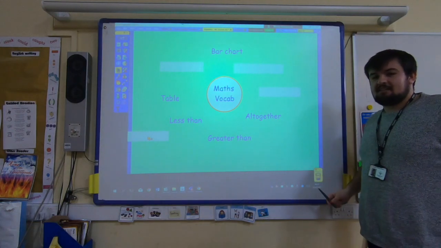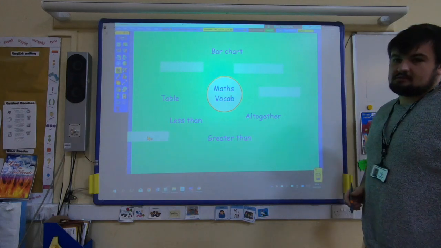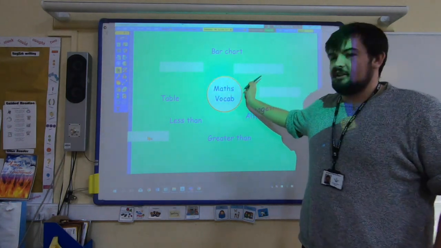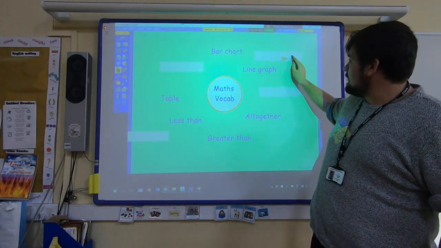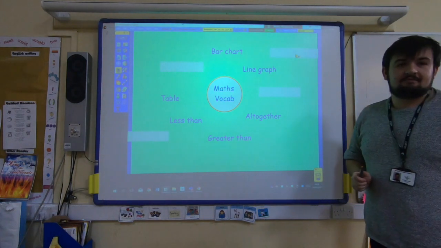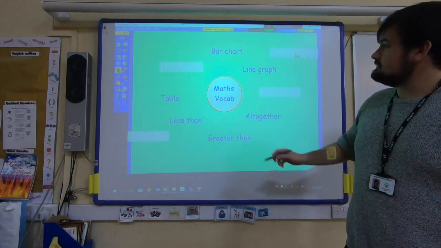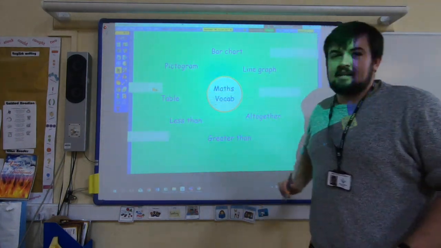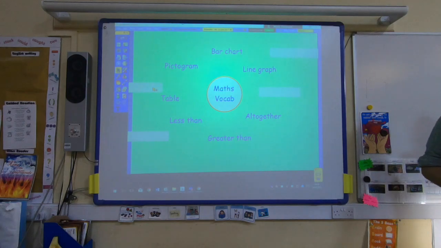Daisy. Line graph underneath bar chart. Line graph, which side underneath bar chart? I know. This side? Yeah, I know. Right, done. Freya. Pictogram. Which one's pictogram? Is it the one next to bar chart? Correct, it is. One more left, Leo.